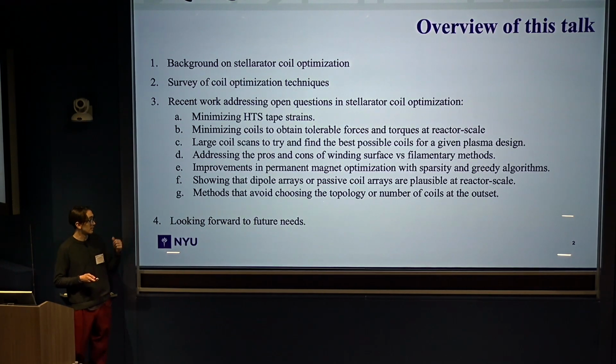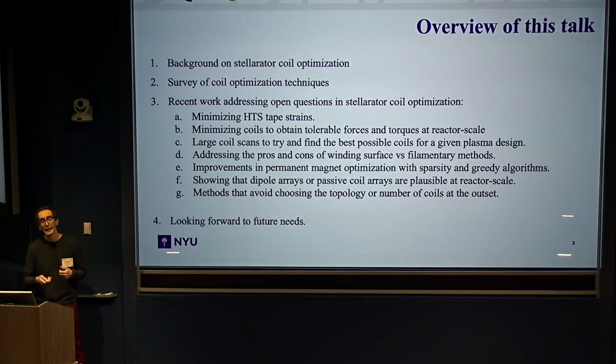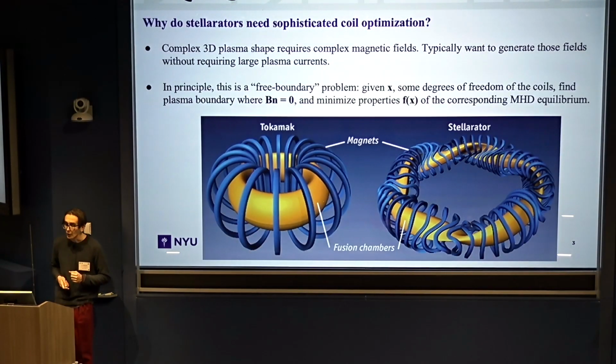And then lastly, some methods for coil optimization that are very different and really think about the problem very differently than the winding surface or filamentary methods. And then I'll conclude with future needs for the community on this problem. Okay, so I'm going to go through this relatively fast. Most of you are stellarator experts here.